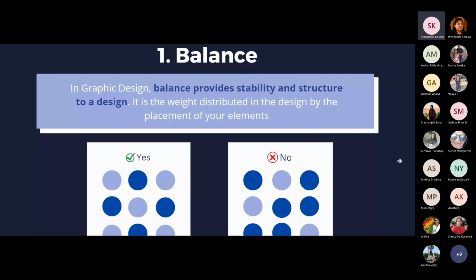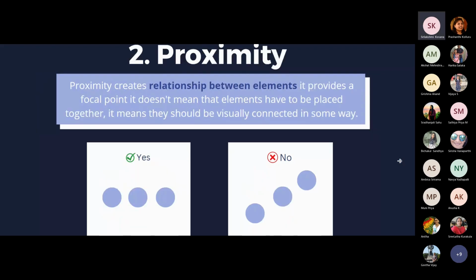The next one is proximity. Proximity creates a relationship between elements. We can place the elements in a diagonal, horizontal, or vertical way, but there should be some connection between those things. It should not be that there is no connection. Sorry, it should not be in a diagonal way. It should be in an order like this, so that the elements connect to each other.